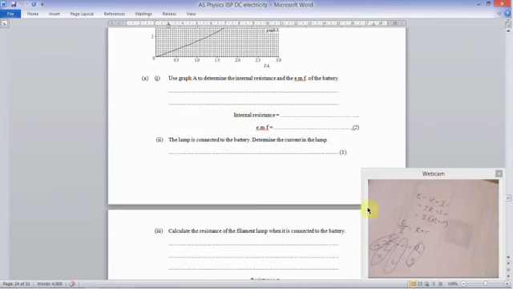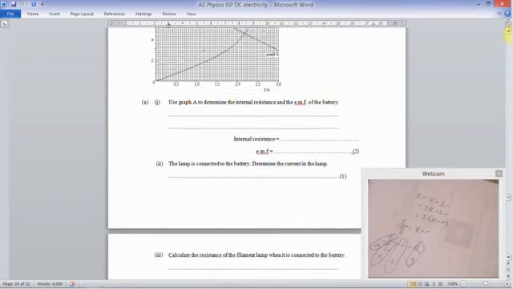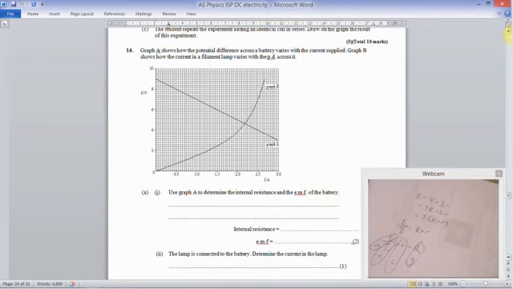The lamp is connected to a battery to determine the current in the lamp. Okay, so we've got a lamp connected to the battery. Okay, so we've got a battery, and so there's a battery there. We need to figure out what the current is in there, so we know the voltage of this battery is 9 volts, so we can figure out the current from it by looking across.